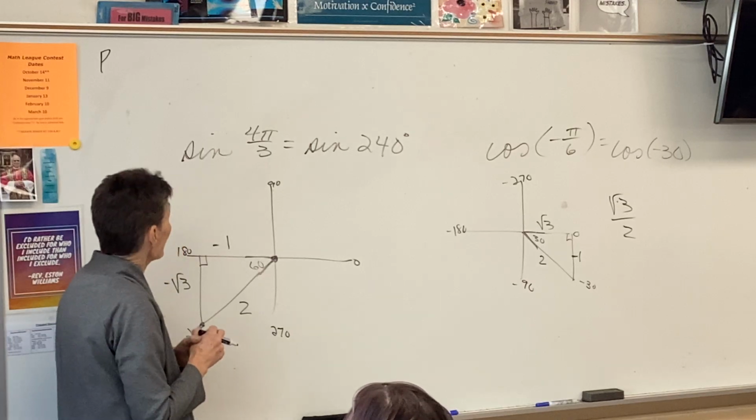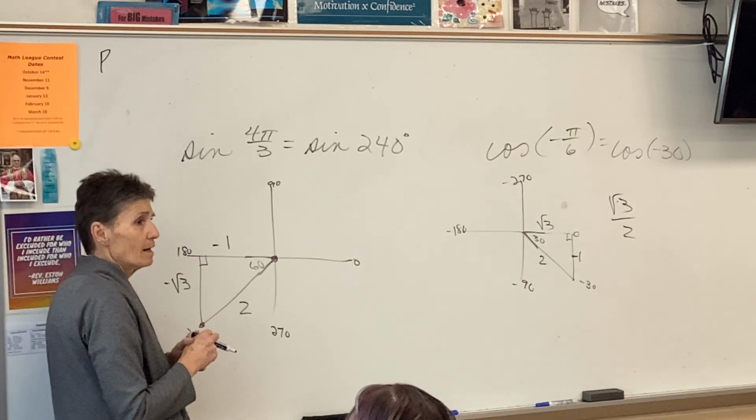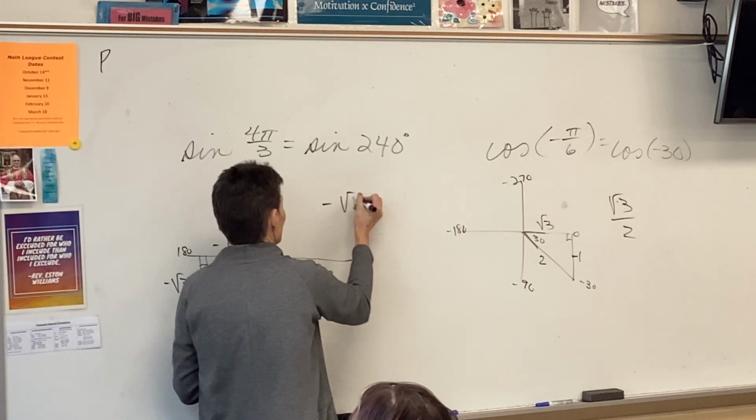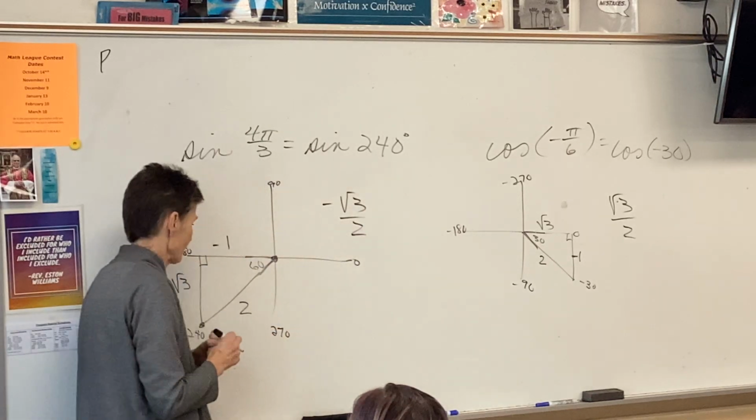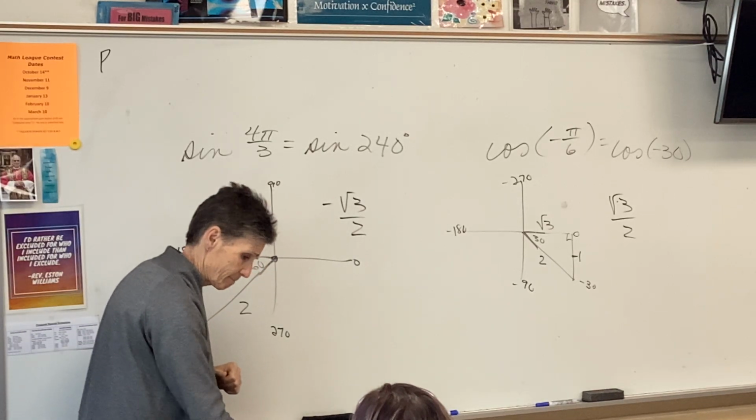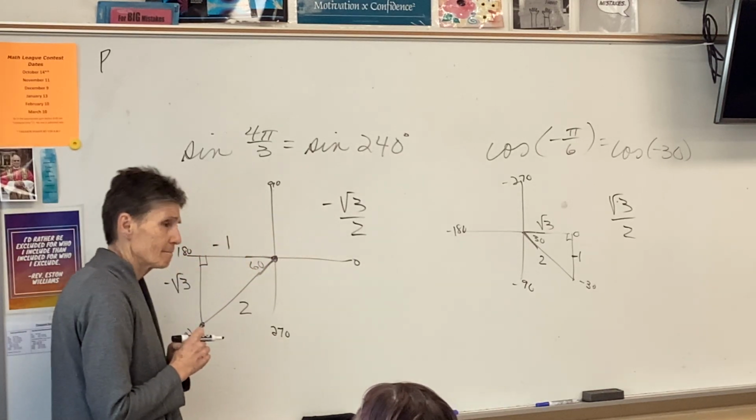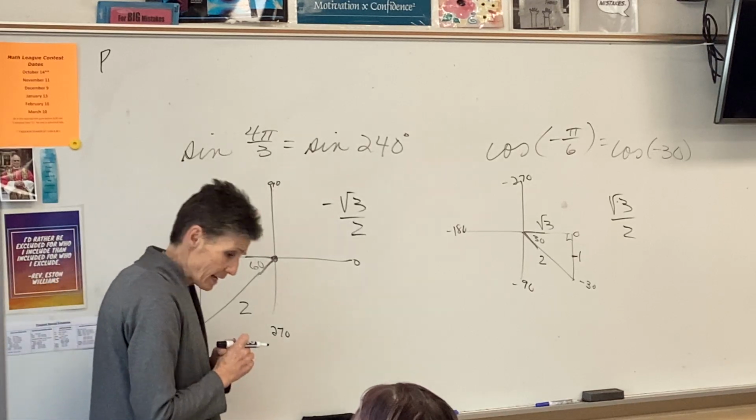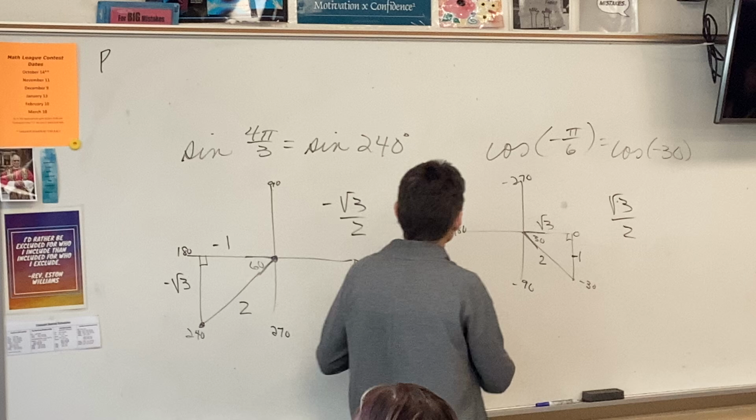All right, so what is sine? Sine is opposite over hypotenuse, so negative root 3 over 2. Okay? And last one, cosine of 3 pi over 2.